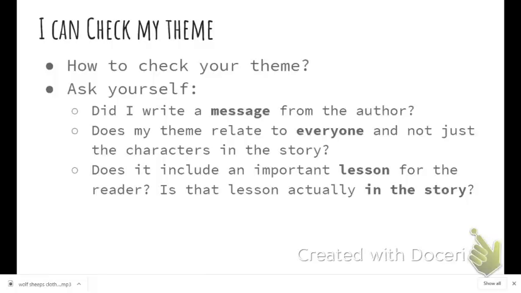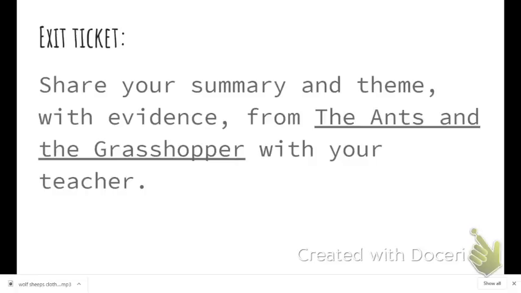Here's a place to check your work before you do that. So if you've written your theme, you can pause here and check your work before you see your teacher. Your exit ticket is to share your summary and theme with evidence from the ants and the grasshopper with your teacher. See you soon.